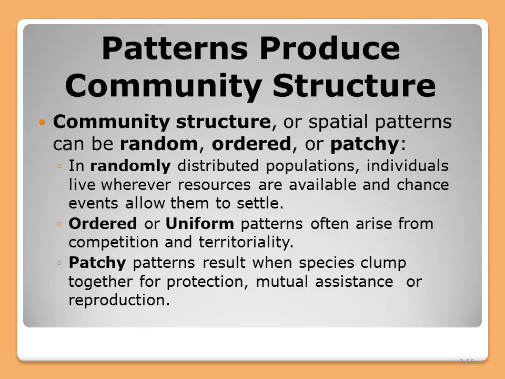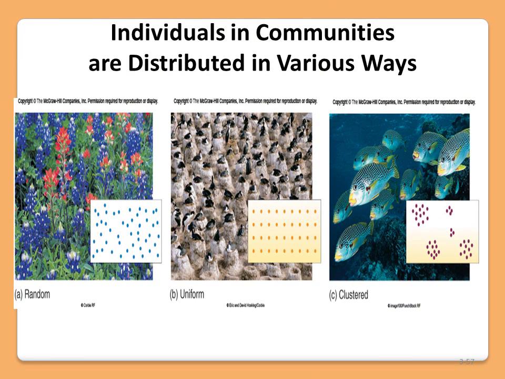And patchy distribution results when species clump together for protection, like a school of fish in the ocean. Whenever you find one, you tend to find a whole bunch. Here's a look at those different types of distribution. On the left here, in picture A, we have random distribution, plants just growing wherever the seeds happen to fall.